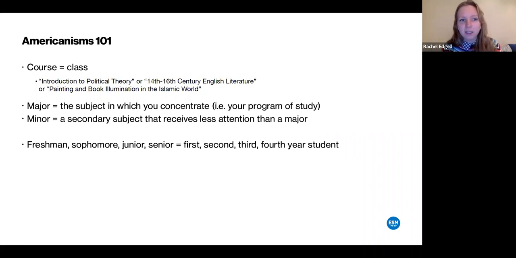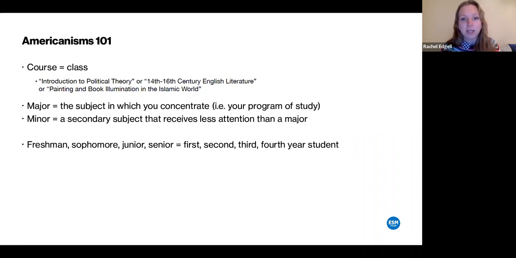And then finally, freshman, sophomore, junior, and senior. These are designations for the different year groups at university. Some of these are maybe on the way out. I know that there's some pushback to the word freshman, for example, because it has the word man in it and doesn't sort of account for different genders.